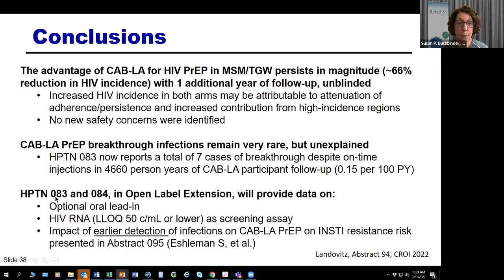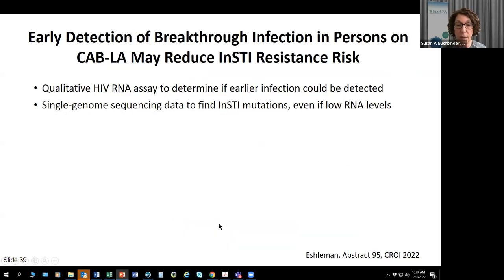And then in the HPTN-083 sister trial in women, the cisgender women in the 084 study, they're testing an optional oral lead-in now. And then they're looking at doing RNA testing as a screening assay. And I'm going to show you why in the next slide.